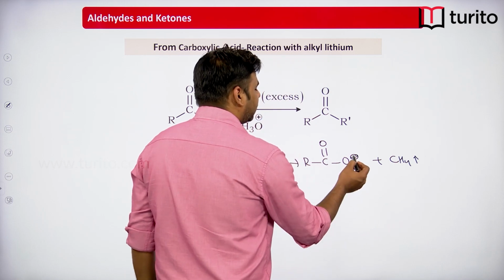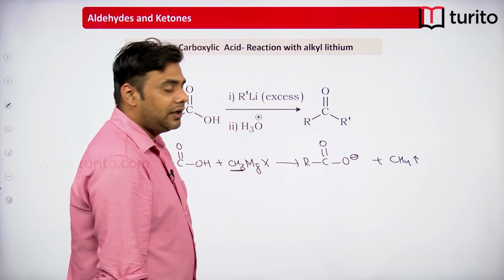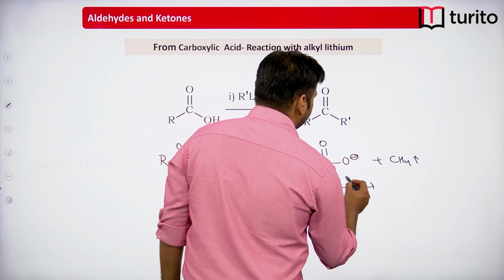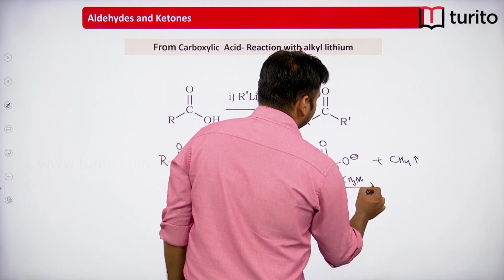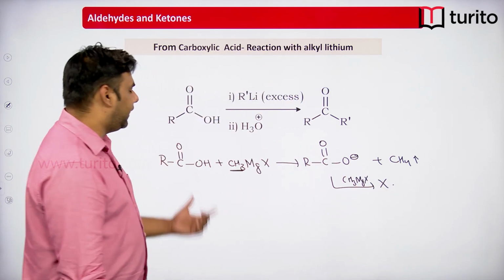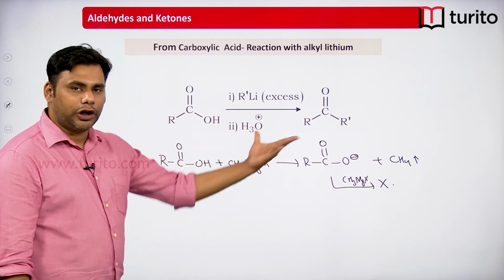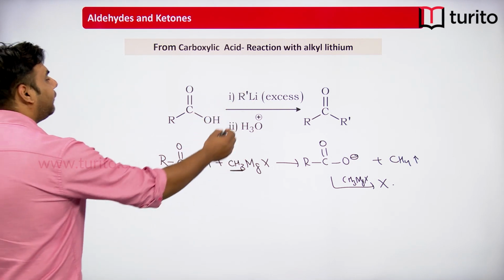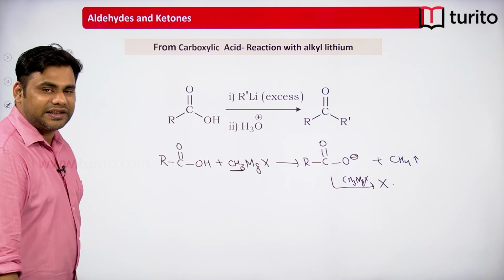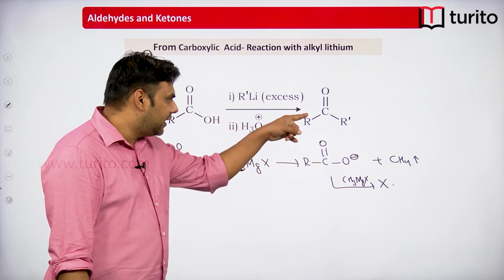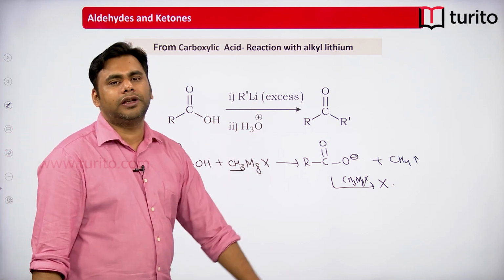Now we know that carboxylate ion is stabilized through resonance and it is not attacked by another molecule of Grignard reagent. So basically we are reacting carboxylic acid with an organometallic compound. But when I react with RLi, with excess of RLi, and I hydrolyze it, I observe that a ketone molecule is being formed.